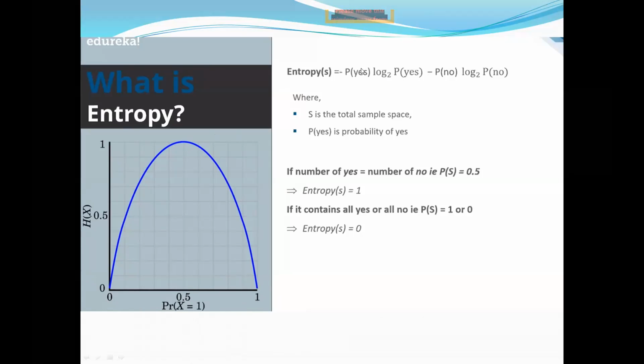This is the mathematical definition, the equation of entropy, where entropy is equal to minus probability of yes log base 2 of probability of yes, minus probability of no log base 2 of probability of no. The 0 and 1 indicate the class. The x-axis shows the probability of the particular class. That means it comes under either class 0 or class 1. We all know about this.